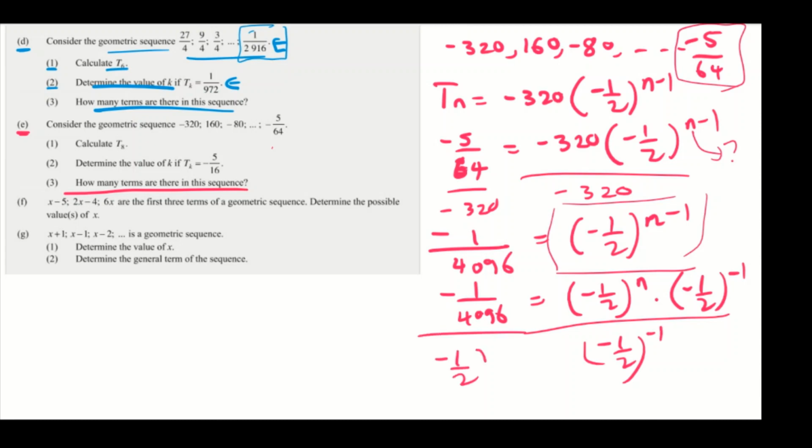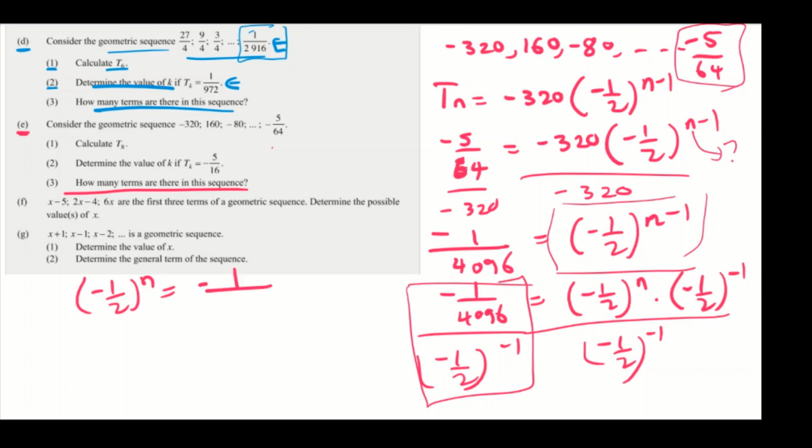Divide by minus 1 over 2 to the power of minus 1. So minus 1 over 2 to the power of n is equal to, so you're going to punch this into your calculator and you should find an answer of 1 over 5. So you should find an answer of minus 1 over 8192, right?